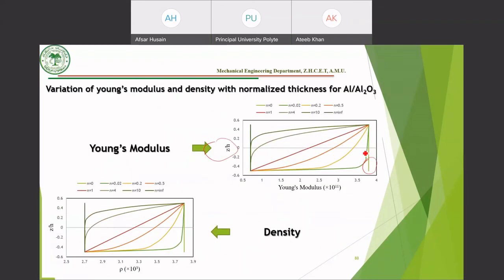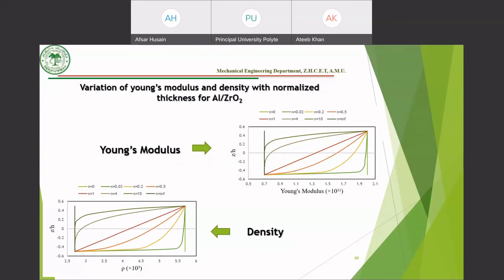So that's why the Young's modulus is coming out to be the Young's modulus of your ceramic, and at n equal to infinity, the Young's modulus is coming out to be the Young's modulus of metal. And if you are taking n greater than 1, then the plate is metal rich, and if you are taking n less than 1, then the plate is ceramic rich. And these two are for Young's modulus and density, and the observation is again same in both the cases.